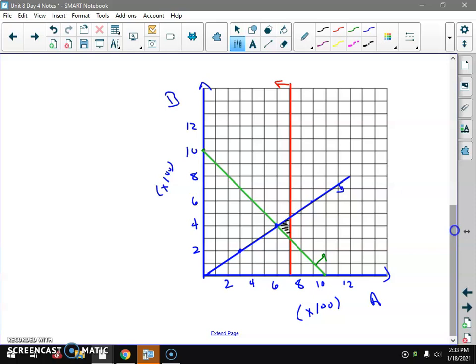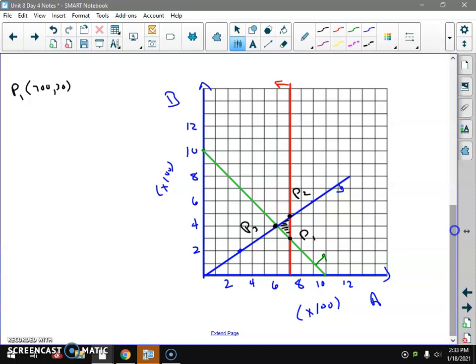And I see 3 corners. One there, and one there. What are they? Well, the red-green one's pretty easy. That's 700, 300. So let's call that point 1. But what about point 2 and point 3?